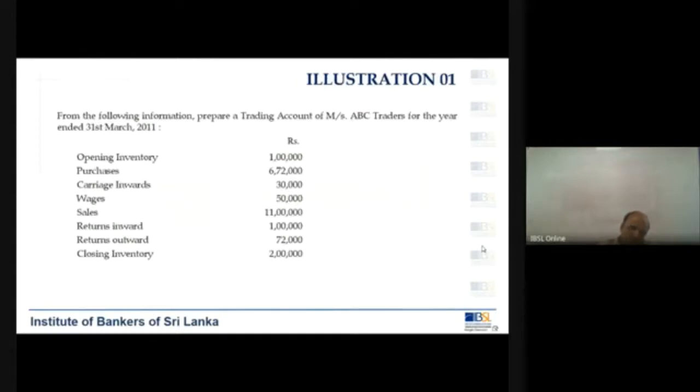Now let's look at this question. I want you all to do it first, and then I'll do it in the class. So read the question and see whether you can do this by looking at the template that I gave you. We have already done it for the trading account. So just see whether you can do this quickly.